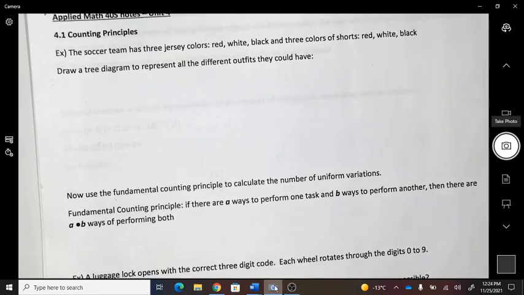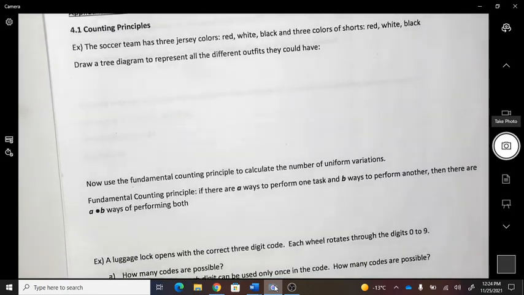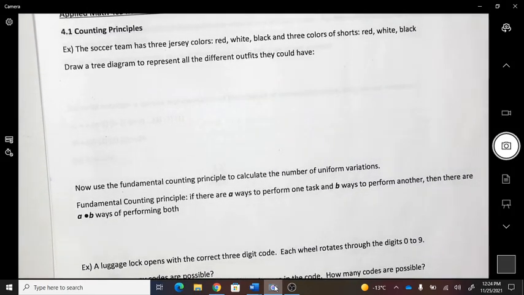Okay, counting principles is our first topic. A soccer team has 3 colored jerseys, red, white, and black, and 3 colored shorts, red, white, and black. Draw a tree diagram to represent all the different outfits they could have.